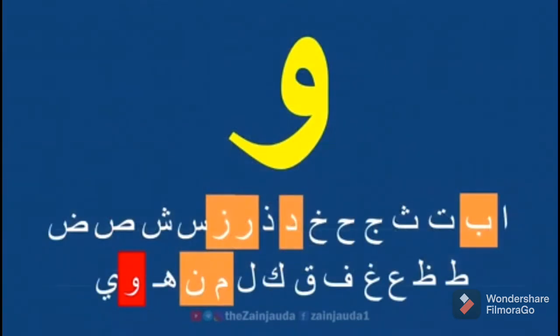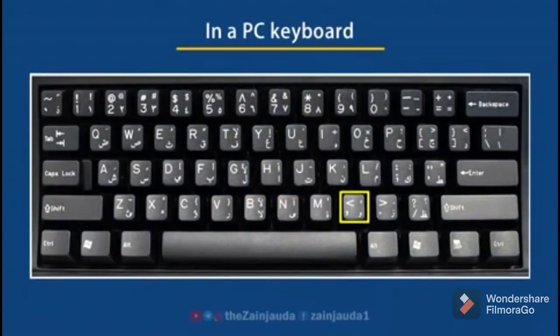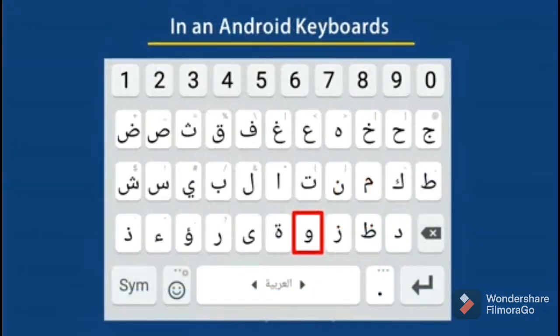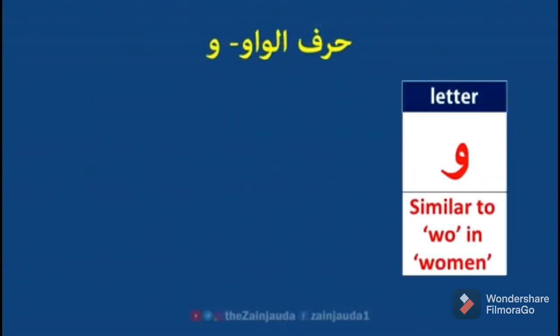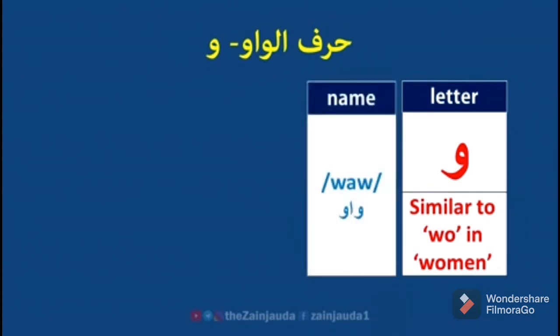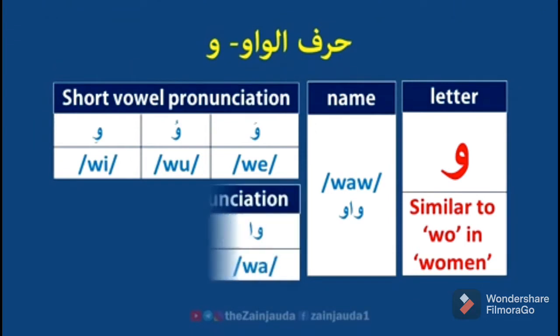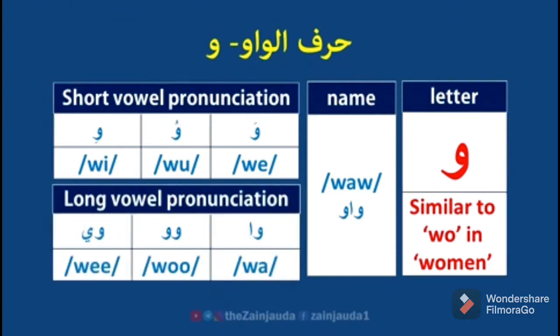Our third letter for today is waw. Waw is the 27th letter in the Arabic alphabet. Waw is found with the comma in the keyboard. In an Apple, it is found in the third row, and in an Android, it is found in the third row as well. The pronunciation of waw is similar to the waw of woman, and with the harakat, it becomes wa, wu, wi. With the long vowel, it becomes wa, wu, wi.